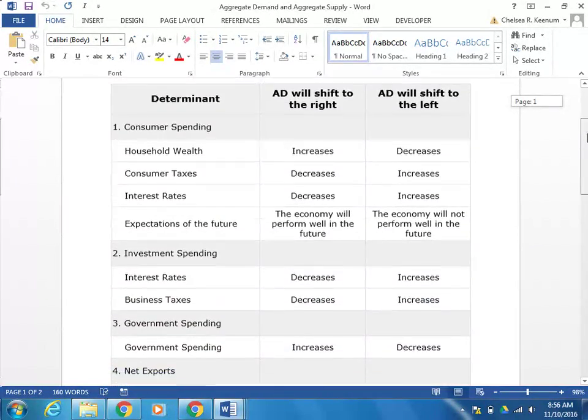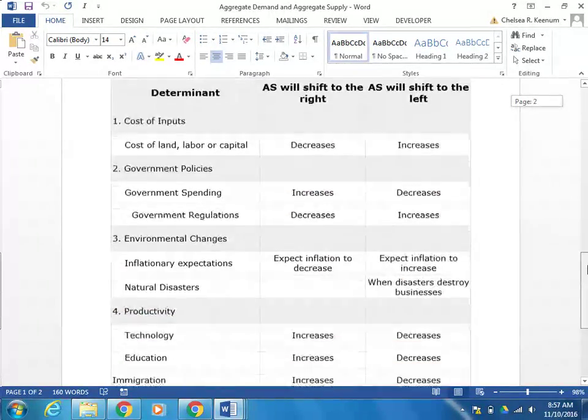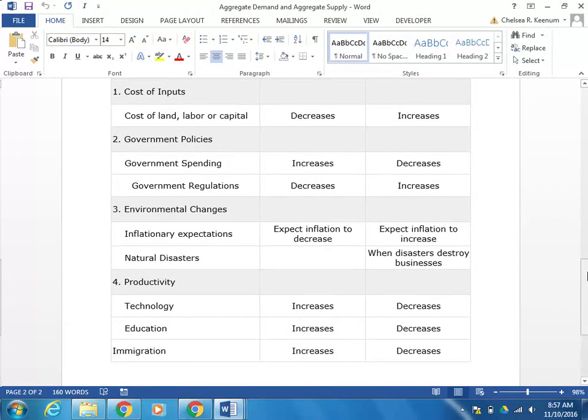There's your aggregate demand and aggregate supply. And I just added immigration to the bottom of it. And I put government regulations in here under government policies.